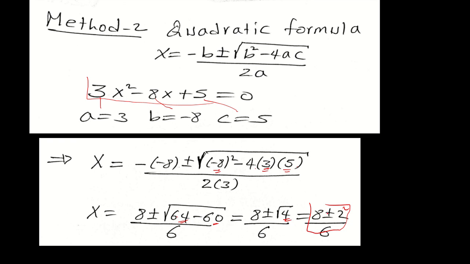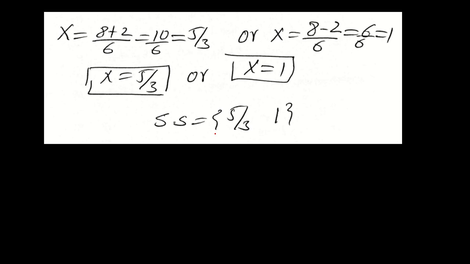So we have two outcomes or solutions this time. One by the plus, and the other one by the minus. Therefore, my final answer will be 8 plus 2 is 10 over 6, which can be simplified, and which will be 5 over 3. And the other one is x is equal to 8 minus 2, which is 6 over 6, that's 1. So my final solution set will be 5 over 3 and 1, which will be the same as the first answer, which is done by factorization.